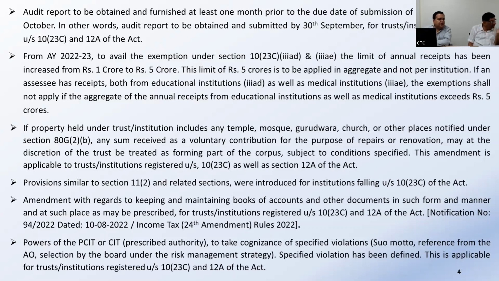10th August 2022. We'll discuss in detail. Yeah, we'll discuss in detail. Powers of the PCIT or CIT, prescribed authority, to take cognizance of specified violations: suo motu, reference from the AO, selection by the board under the risk management strategy. Specified violation has been defined, and this is applicable for trust institutions under both section 10(23C) and 12A also.